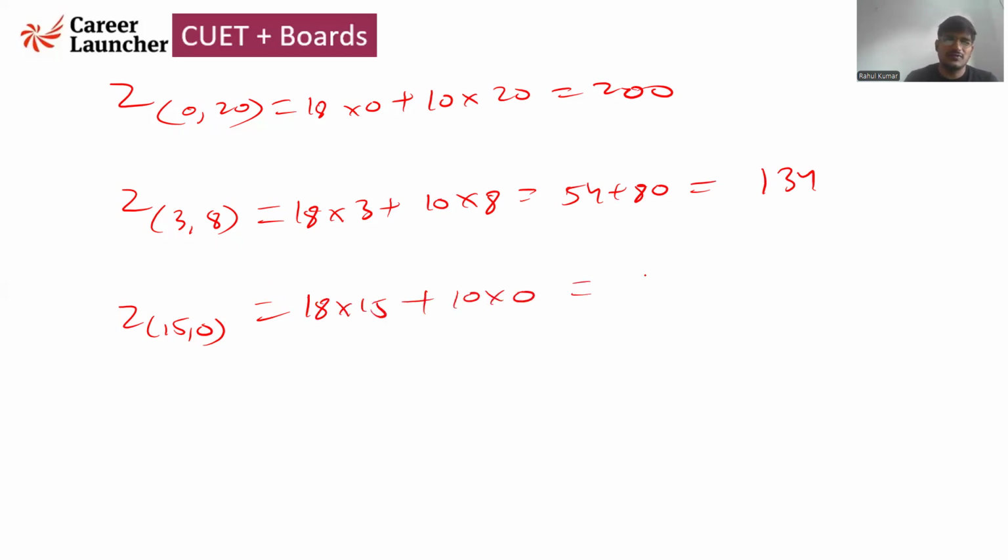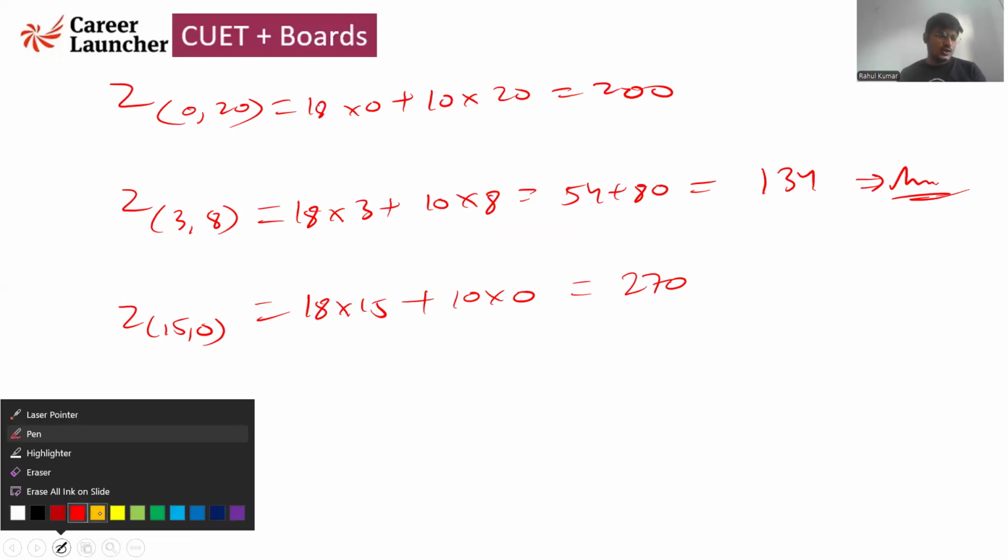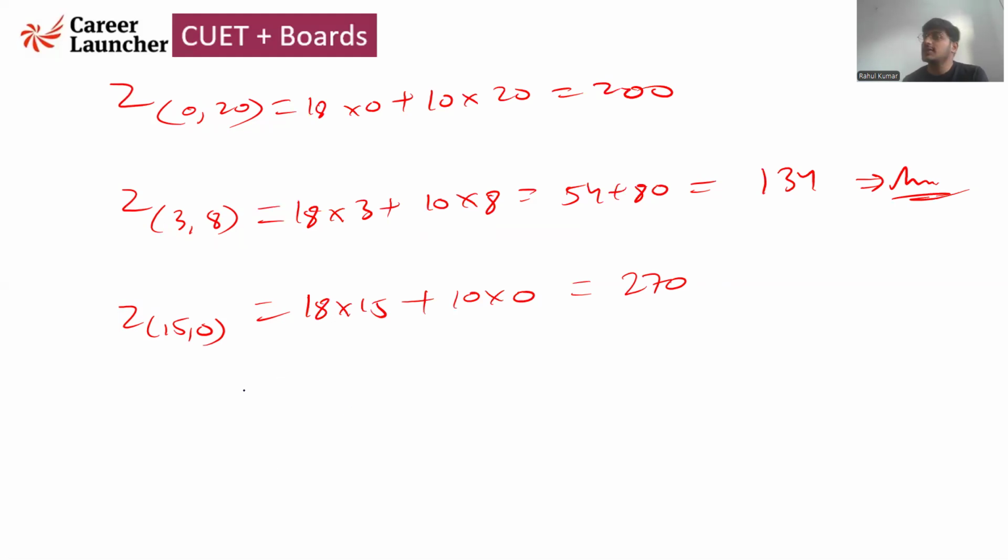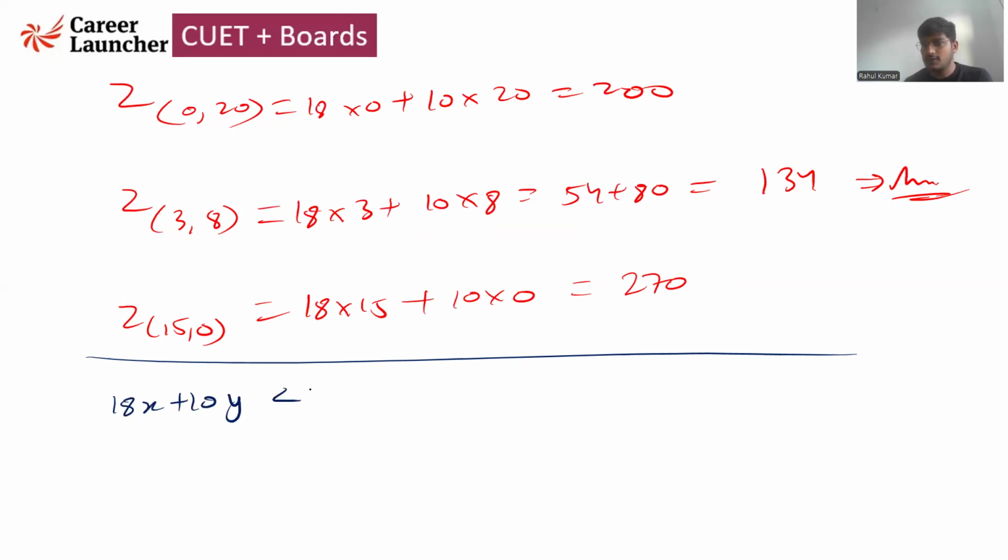So what is 18 into 15? It will be 270, if I'm not wrong. Yeah. So here we receive a minimum value. But because the region is unbounded, you need to do one more effort. You need to check whether the minimum really lies there or not. So what you will do? You will use 18x plus 10y less than 134. If you simplify this, means 9x plus 5y is less than how much number?